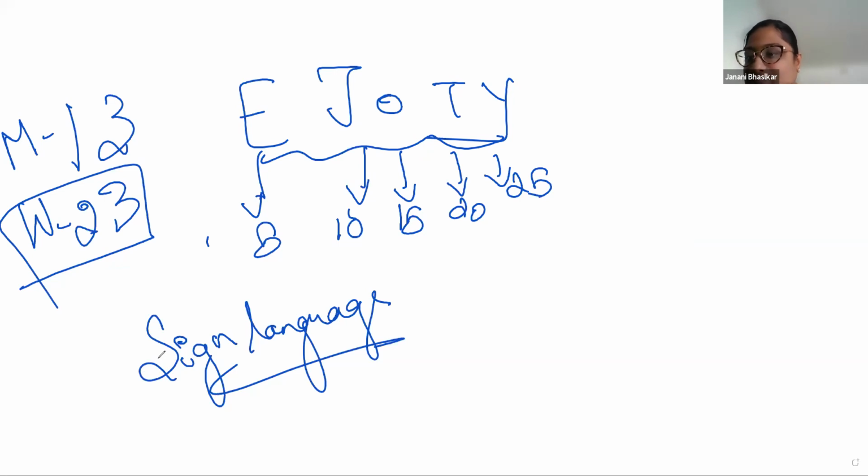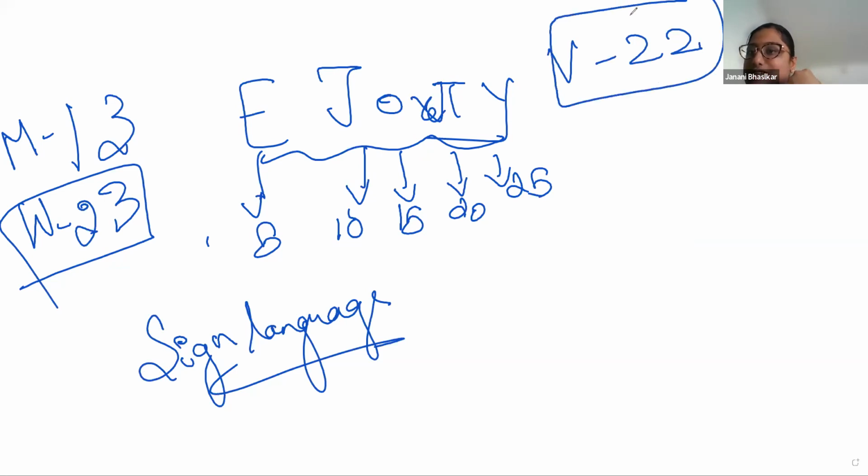Okay, and how will you represent victory using sign language? V. How many fingers? 2. So 2 twos. So V is 22. Okay, so V takes the place value 22.